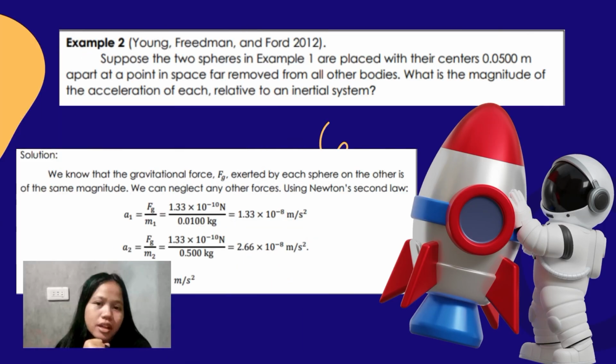So for the second problem, suppose the two spheres in example 1 are placed with their centers 0.0500 meters apart at a point in space far removed from all other bodies. What is the magnitude of the acceleration of each relative to an inertial system?